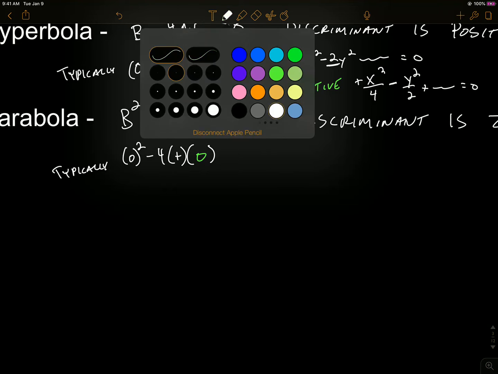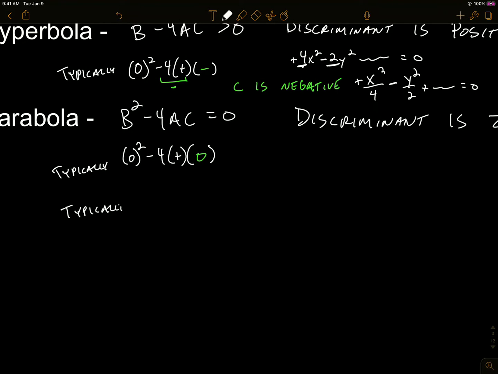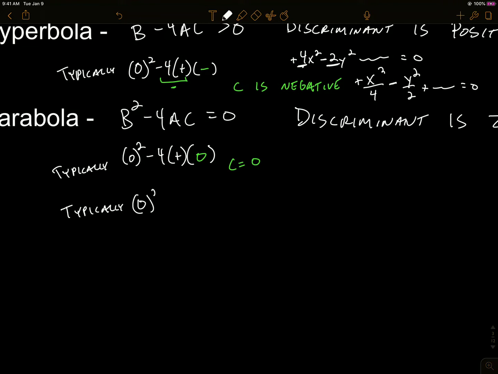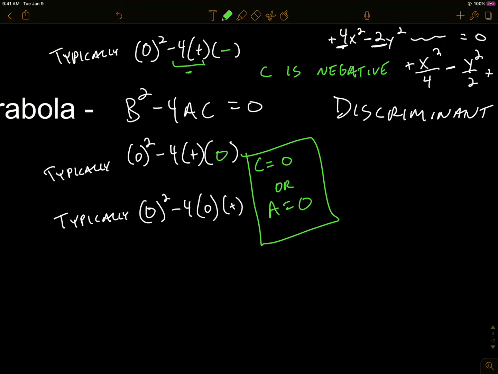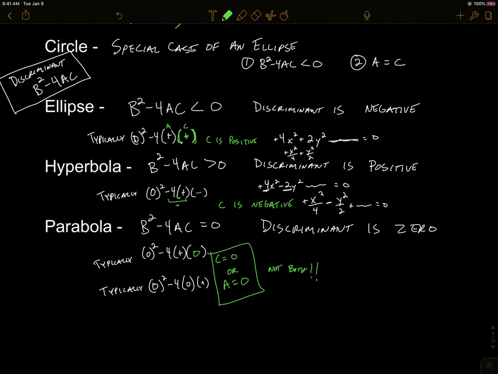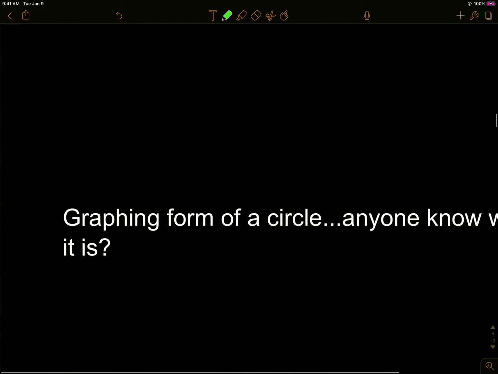Typically, a is positive, unless we will see some where a is 0. And then in which case c would typically be positive. So then, in this case, a would be 0. So for our parabolas, typically one or the other is 0, not both. But if one or the other is 0, that's how we'd have a parabola. So that's how we can tell. And we'll come back around to this with some practice problems in class, and it'll make a little more sense when we do some of that.